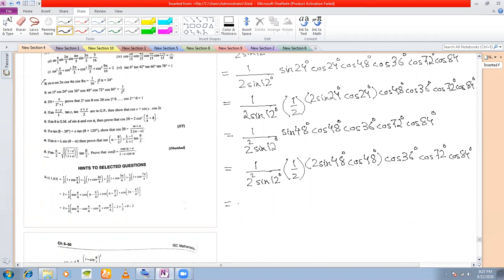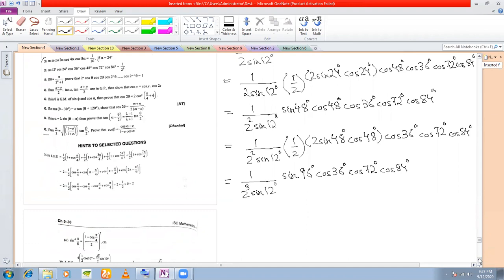Okay, so this becomes 1/2 cubed sin 12°, and this becomes sin of double 48, which is 96°. Okay, sin 96°, cos 36°, cos 72°, cos 84°.